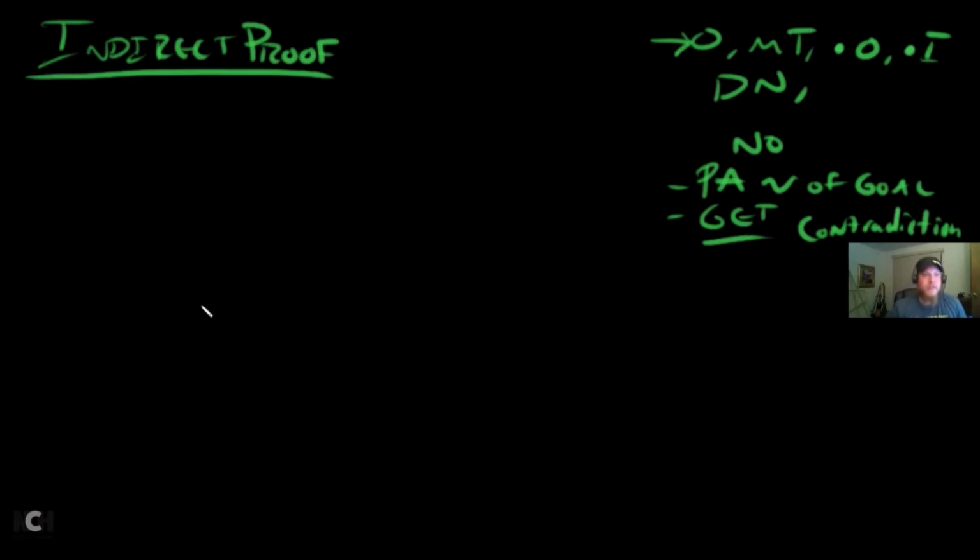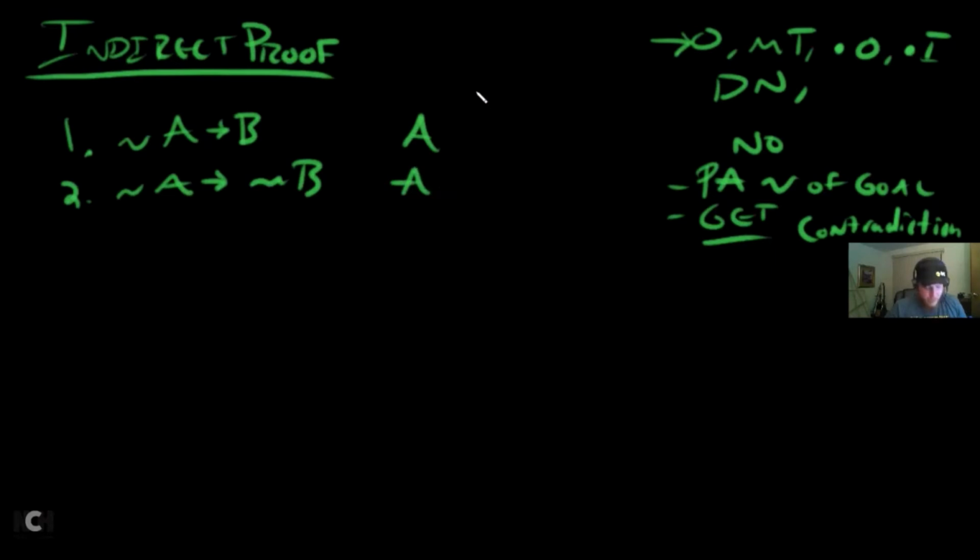So let's take a look at this problem, and let's put this into practice here. Let's say we had something like this. Let's say we had squiggle A, arrow B, as an assumption. And we've got squiggle A, arrow, squiggle B as a second assumption. And we want to get plain old A by itself. And in fact, this is actually 3A out of your book on page 72. We've got these two assumptions. We want to get this.